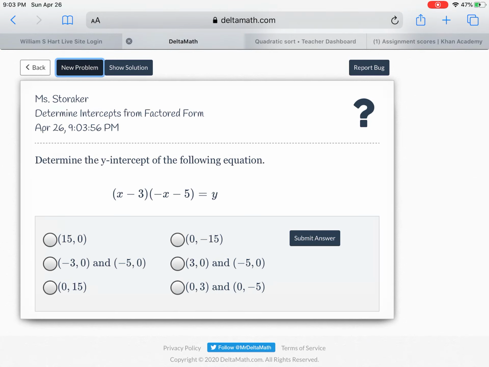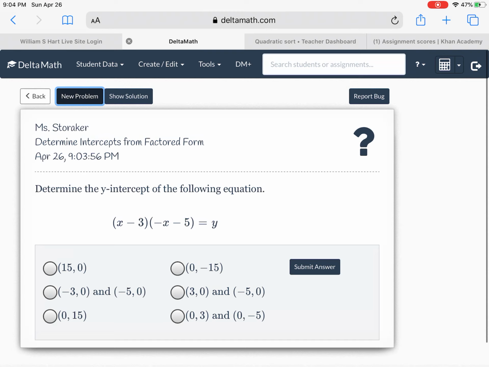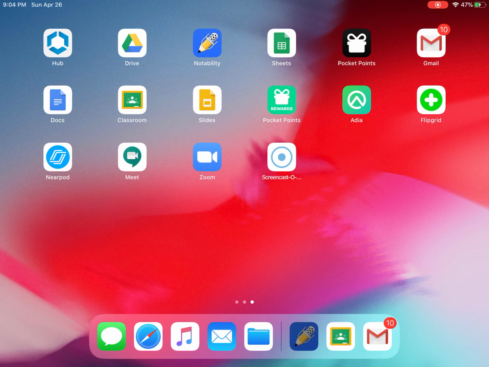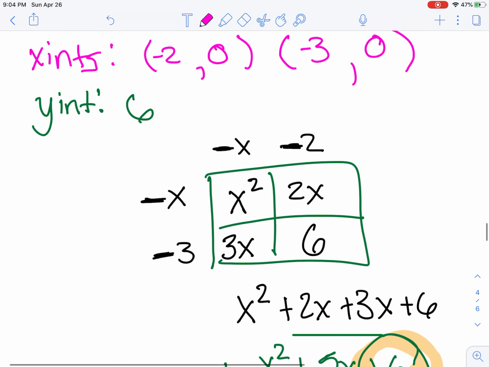Okay, so just make sure you're paying attention and looking to see, does it say x or does it say y? And if it says y, you definitely need to go and solve doing the box. And they're looking for your y-intercept to be in a point form. So you want it with the 6 there and the 0 there.